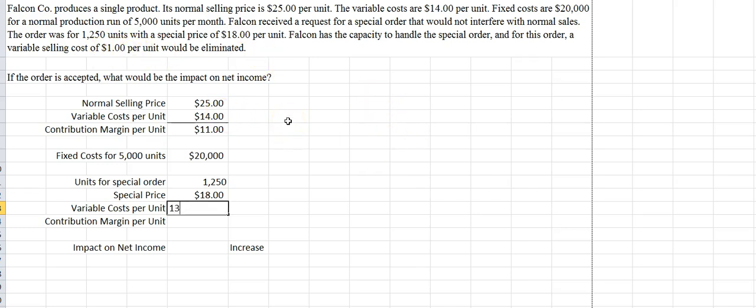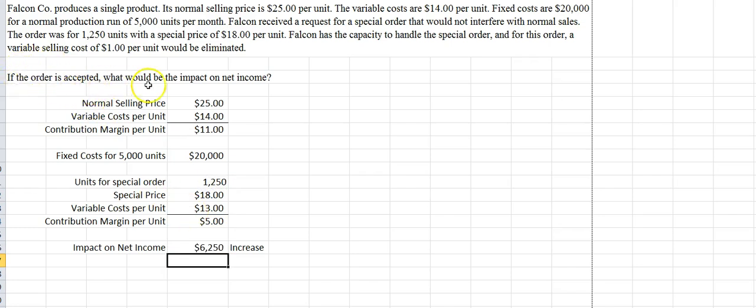So the variable selling cost actually decreases for whatever reason. It doesn't explain it, but for whatever reason, producing these additional 1,250 units somehow eliminates some sort of variable cost. Maybe the percent commission that's paid to the salesperson decreases at this level or something like that. So the contribution margin is going to be $5, right? And so the impact on net income is going to be equal to 5 times 1,250, which is 6,250.